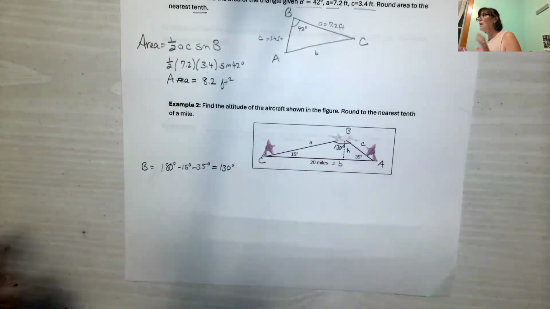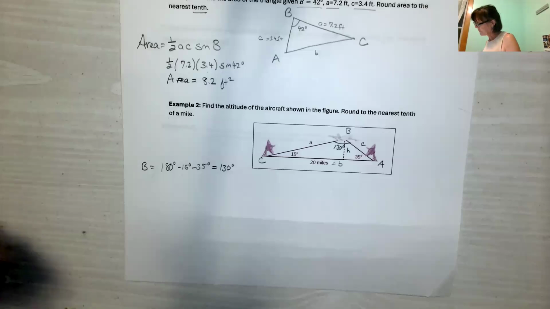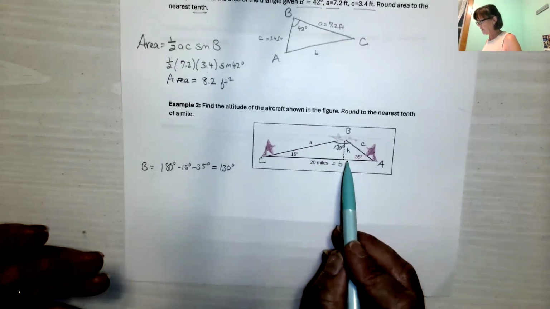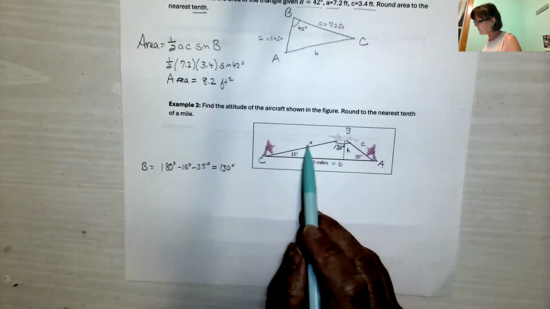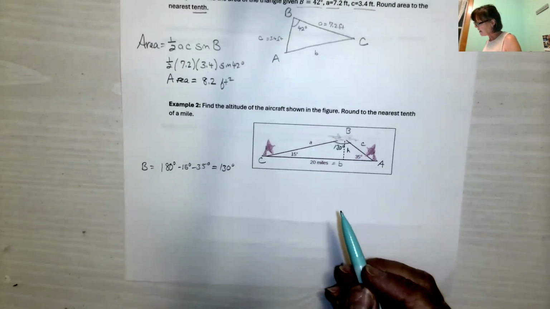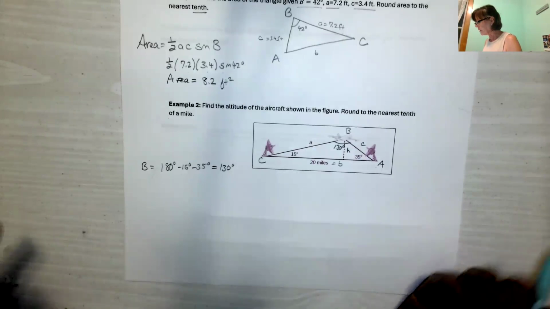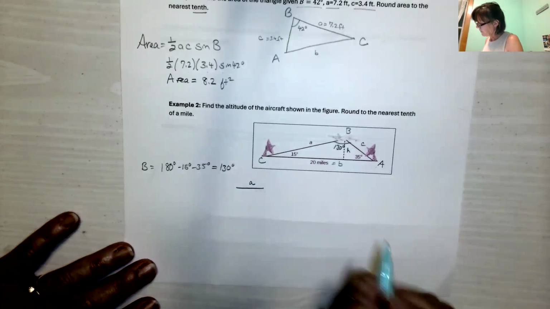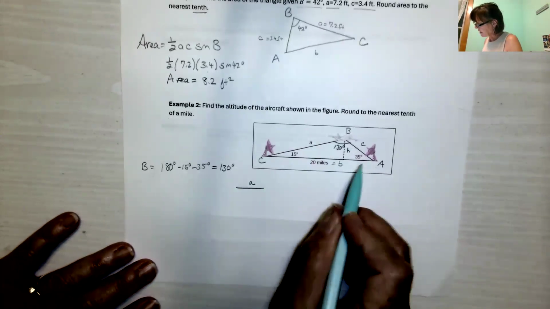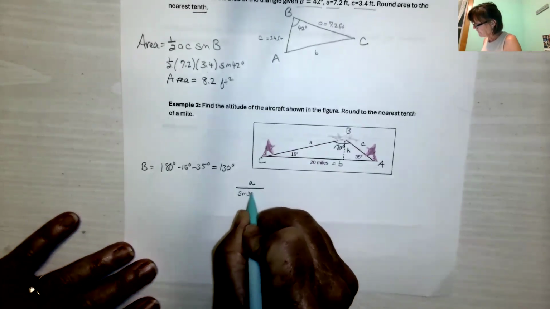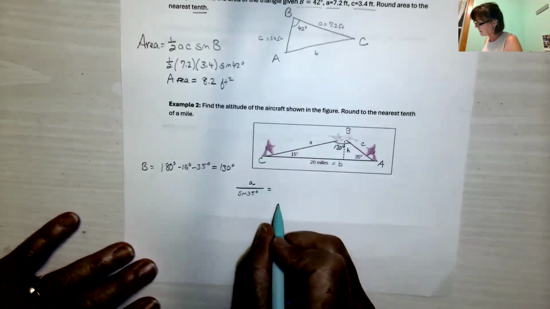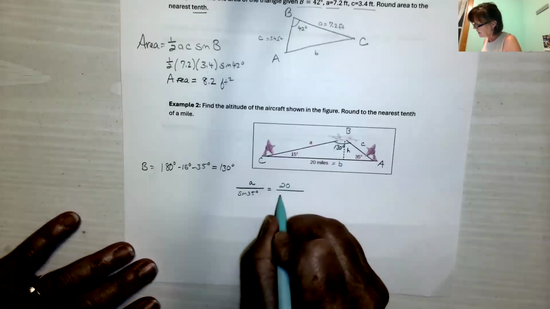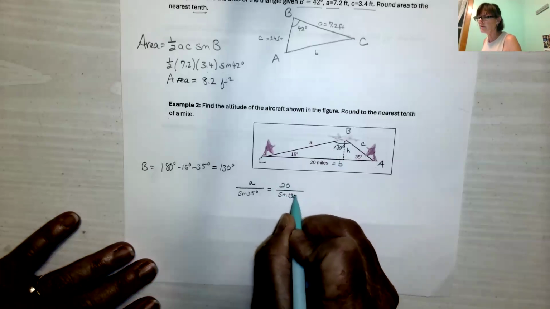I can use the law of sines to figure this out. So I can't figure out h directly from that, but I can figure out either A or C. I guess I'm going to figure out A. You could do either one. It doesn't matter. So I'm going to say, little a, which is what I'm trying to figure out, is to the sine of 35 degrees as little b, which is 20 miles, is to the sine of 130 degrees.